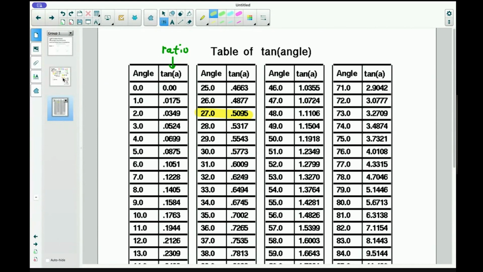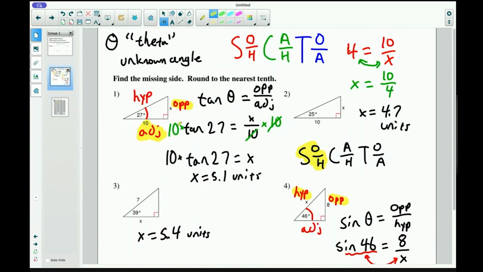The reason why it's interesting is let's go back to the triangle that we just had. We found that x was about 5.1. So if I redraw this triangle, we said this was 5.1, we know this was 10, and we know we have this angle here. This would be my opposite side if we're looking from this angle, and this is my adjacent side.